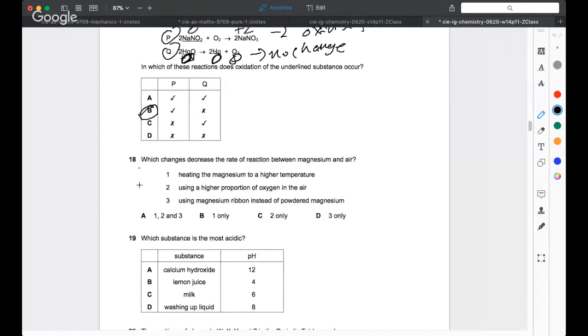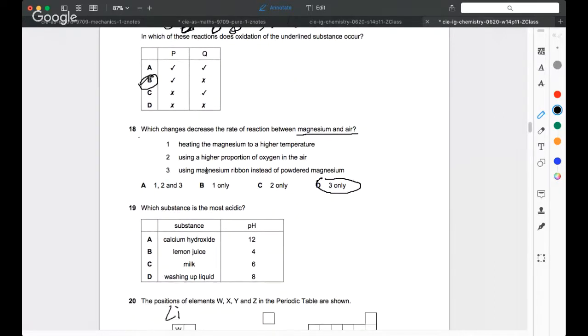Number 18. Which changes decrease the rate of reaction between magnesium and air? The answer will be D. Because if you're using a ribbon, compared to powdered magnesium which has a higher surface area, you have a lower surface area. The increase in surface area will speed up the reaction.